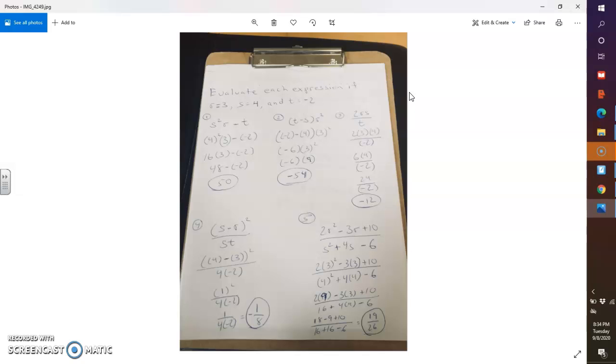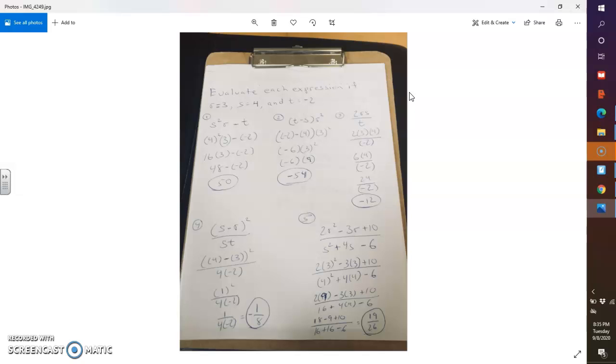And number 5, we plug the 3 in for R, we plug the 4 in for S, and we go from there. So 2 times 3 squared minus 3 times 3 plus 10 over 4 squared plus 4 times 4 minus 6. Very important. The common mistake here is people want to do 2 times 3 and square it. Order of operations, you do the exponent first. So 3 squared is 9, and then 9 times 2 is 18.